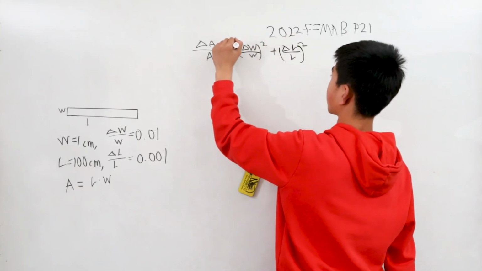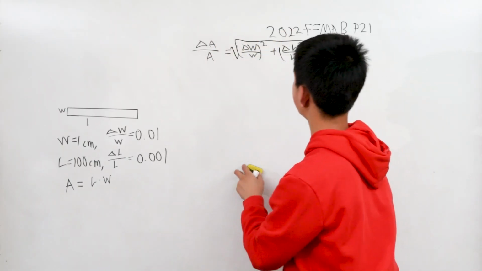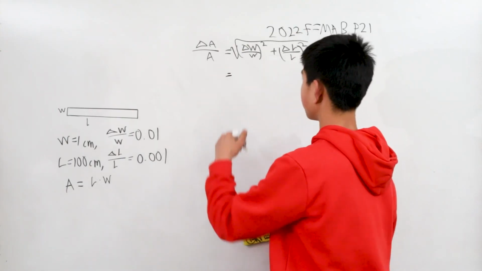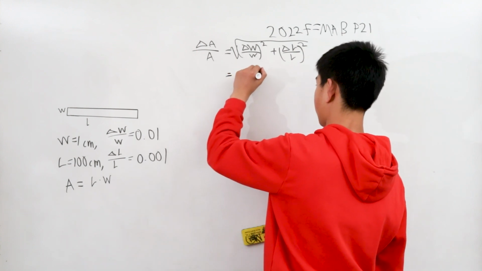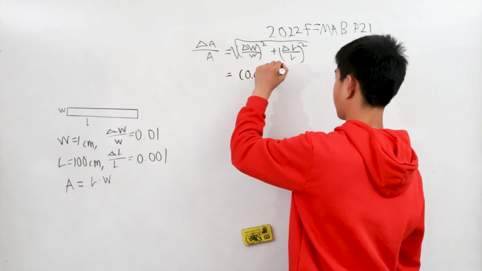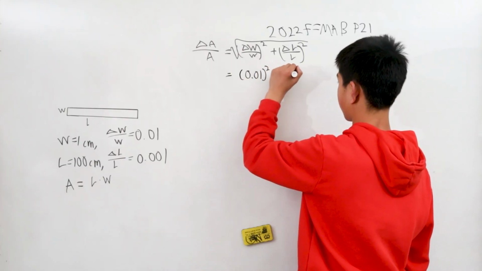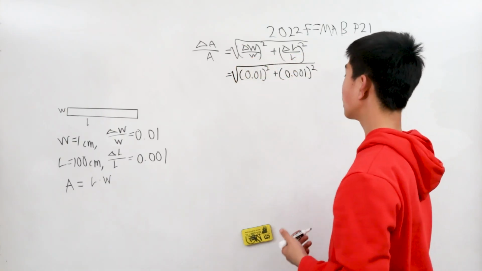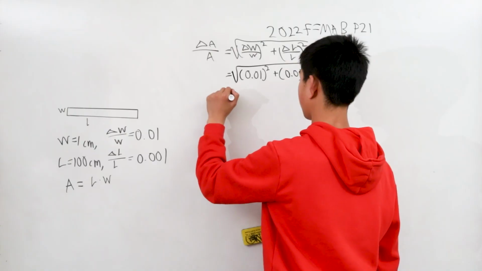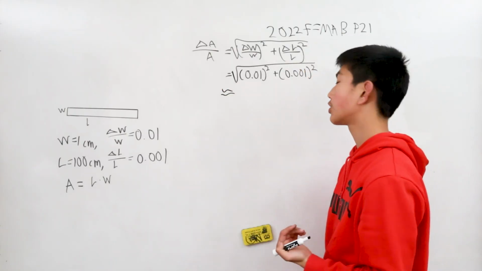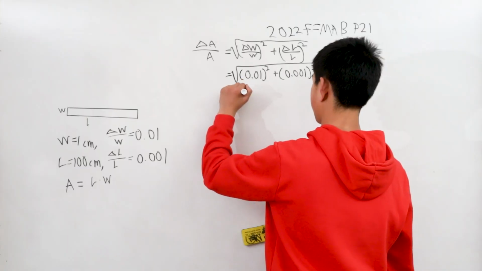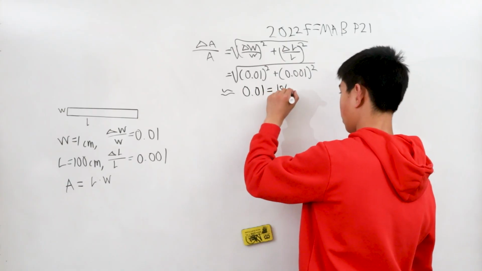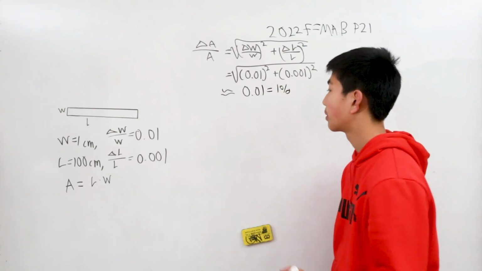On the test, it just has small percentages. So this is the square root of 0.01 squared plus 0.001 squared. And when you square these, it basically rounds to 0.01, or 1%. Now we want to do the same thing with perimeter.